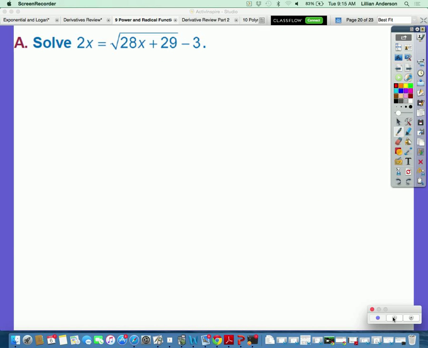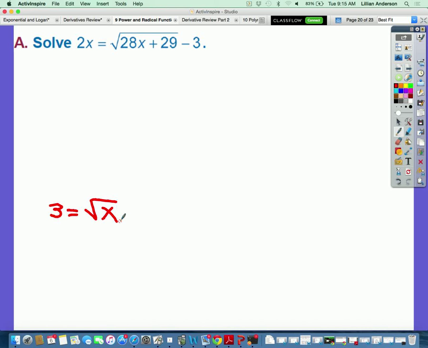Solving radical equations. No more of the simple ones, such as 3 equals the square root of x. Those are the easier ones, okay? We're beyond those. Same rules still apply though. The trick is when you're solving radical equations, you want to make sure to get the radical by itself. Is the radical by itself on one side? No. How do I get it by itself? Add 3.